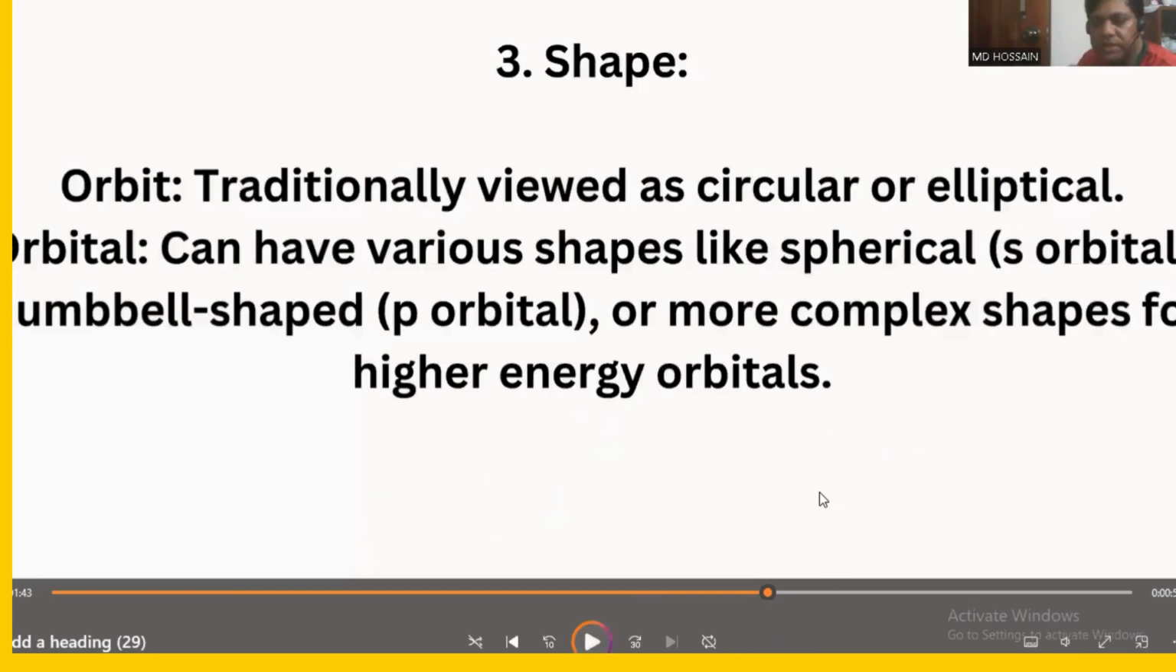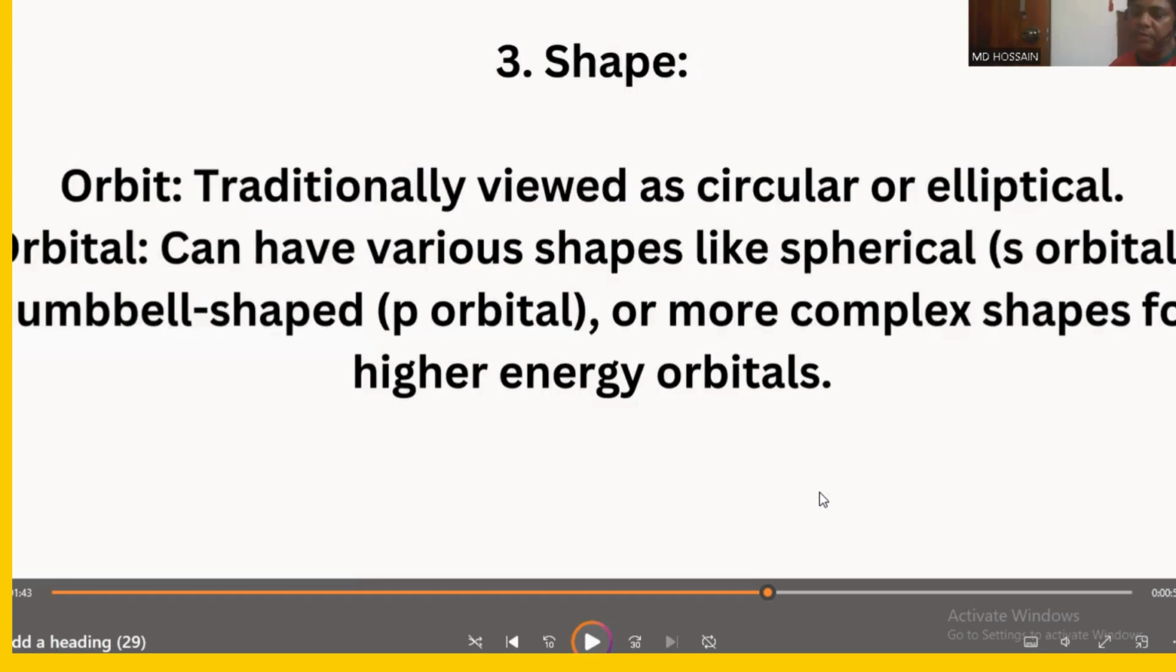In this slide, you can see here shape. So orbit and orbital may also be discriminated in terms of shape. What will be the shapes of orbit and orbital? Orbit is traditionally viewed as circular and elliptical. It means that orbit may be circular, as we have drawn earlier, and elliptical you will see later. And orbital can have various shapes like spherical, s orbital, dumbbell shape, p orbital, and more complex shapes.